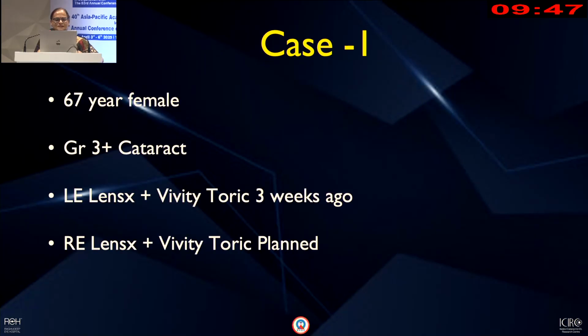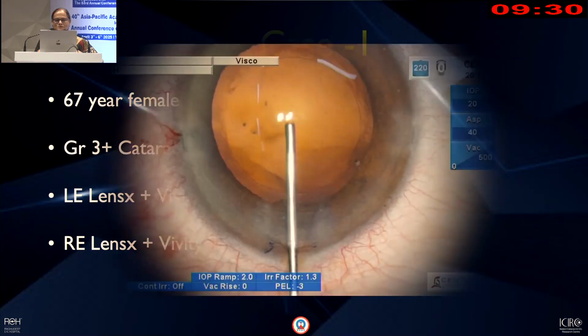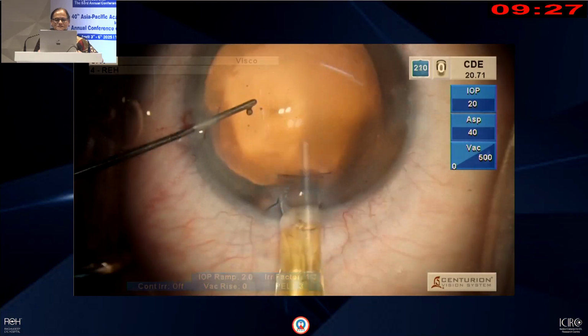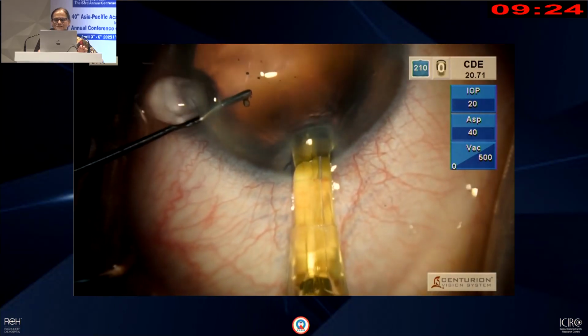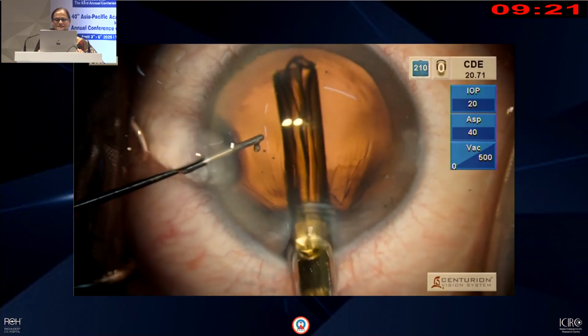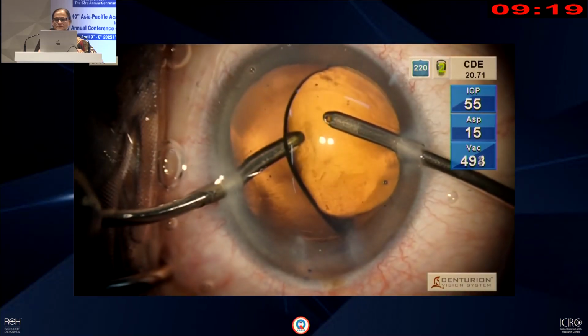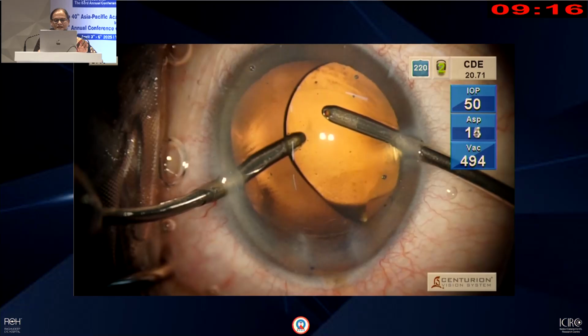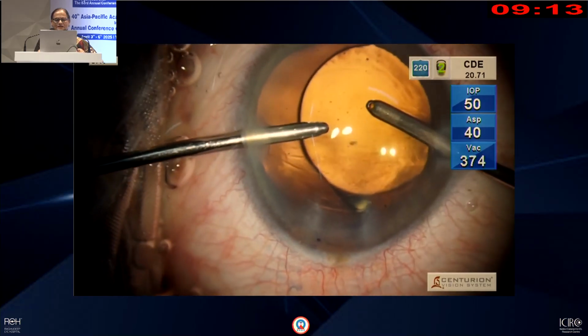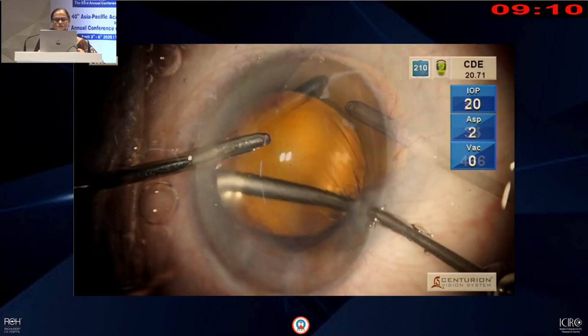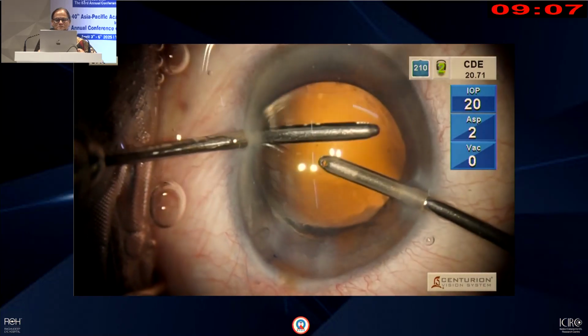So let us discuss this case of a 67-year-old female with a grade 3 plus cataract. The left eye was already done 3 weeks ago with a Vivity toric. And now we are operating the second eye, which is the right eye. So naturally, with the second eye, also the patient has expectations that it will be as good as the first eye. The surgery has gone on uneventfully, and we are implanting the lens, and everything on table is absolutely the way it should be, the textbook kind. And we're removing the viscoelastic, and everything on table looks absolutely all right. So we are confident that things are absolutely fine.